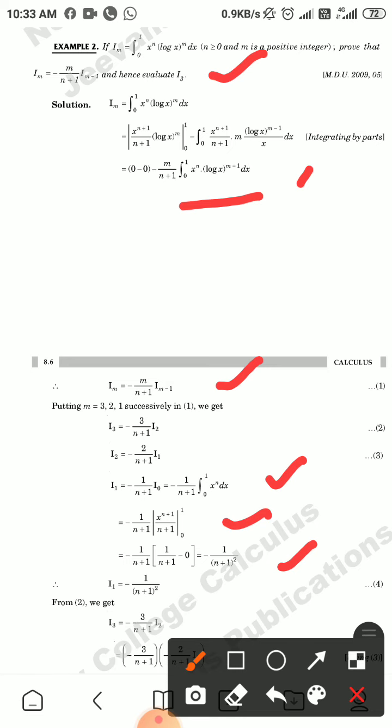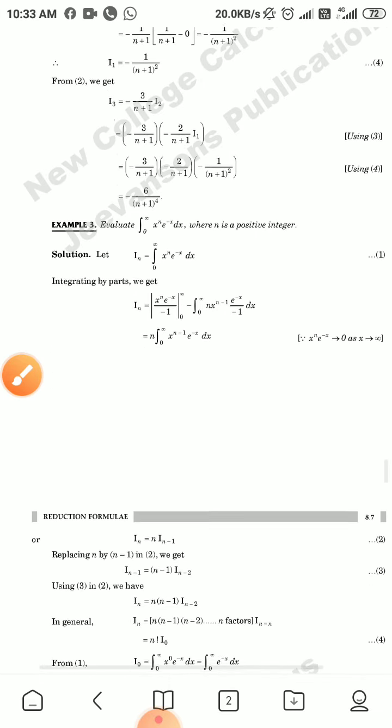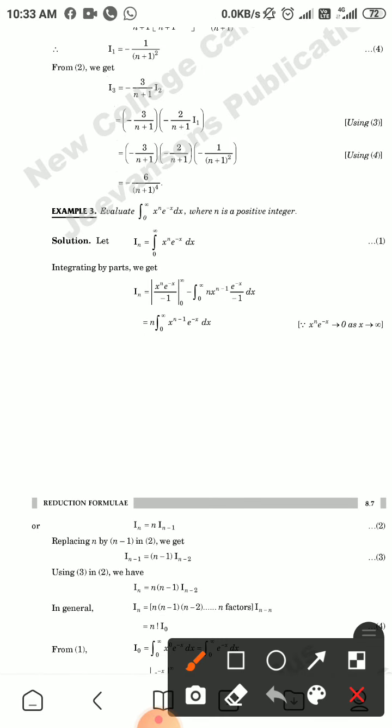And now from the second we get I3 equal to minus 3 by n plus 1 I2, and putting the I2 and I1 values, this gives minus 6 by n plus 1 raised to power 4.